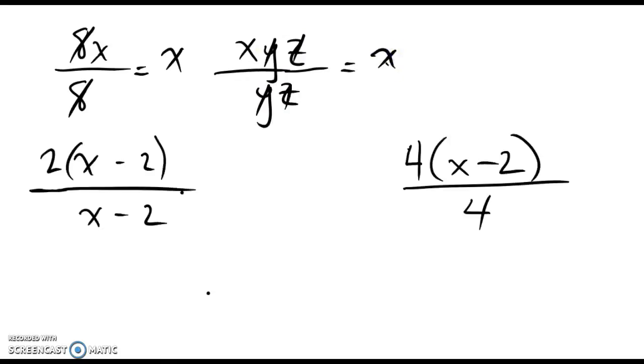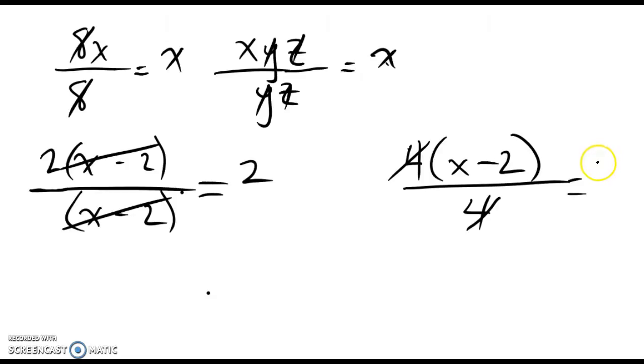Expressions can cancel as well, as long as they're identical. So these x minus 2's can cancel. I can cancel those out, and I'm going to wind up with 2. And over here, the numbers can cancel, and we're just left with an expression, which is x minus 2. X minus 2 is the solution to that.